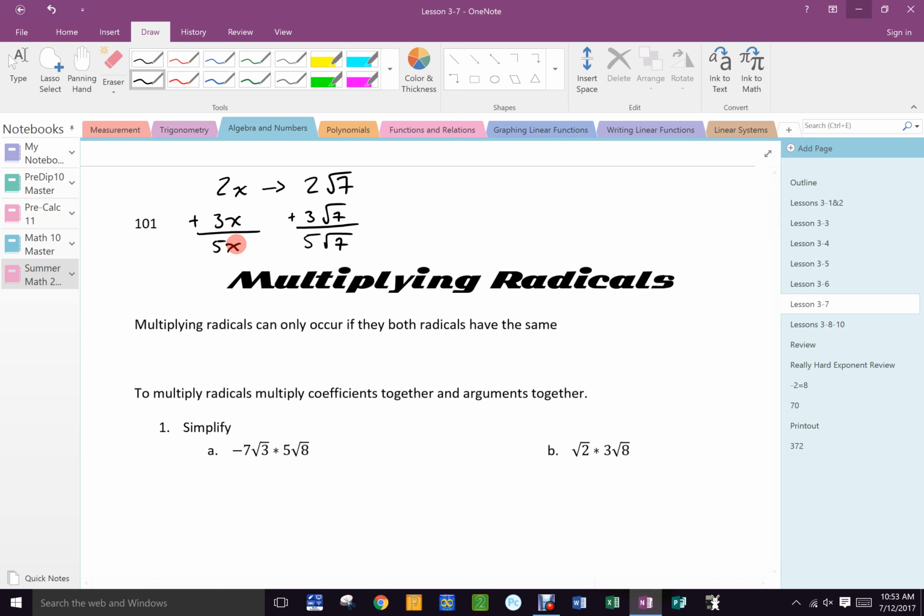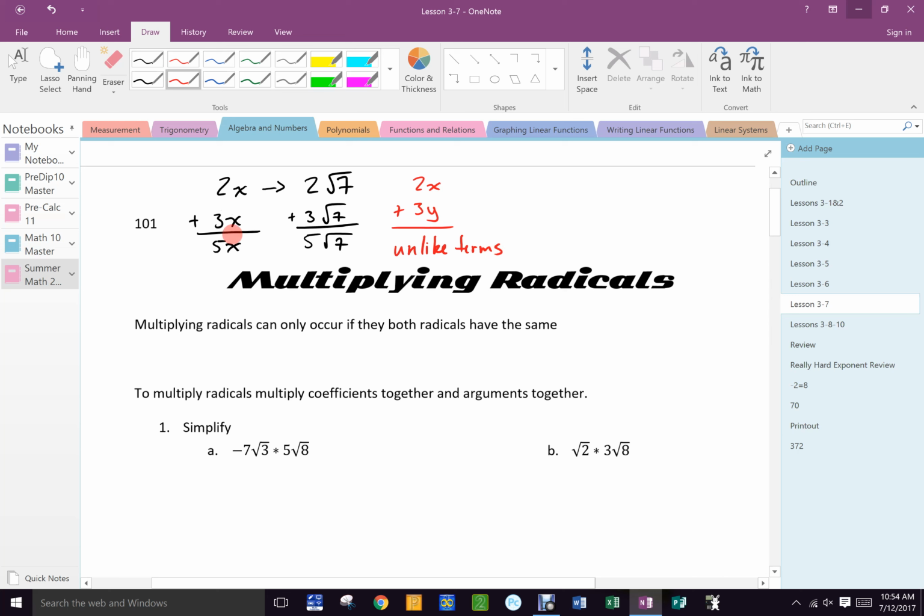Now, what happens then if I do this? 2x plus 3y. Can you do that? 5xy? No. 5y? No. 5xy? No. 2x plus 3y. You can't do it. Why? Because x and y aren't the same. Right, because these are unlike terms. Everybody cool with that? Okay, you guys are smart kids.